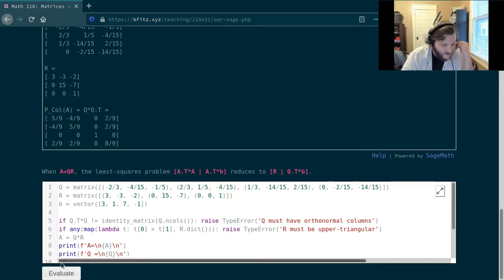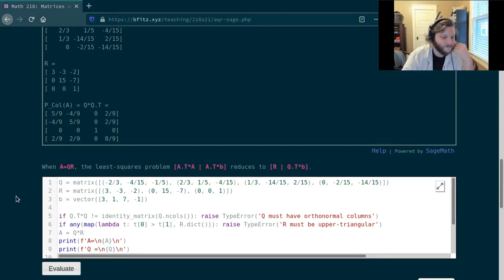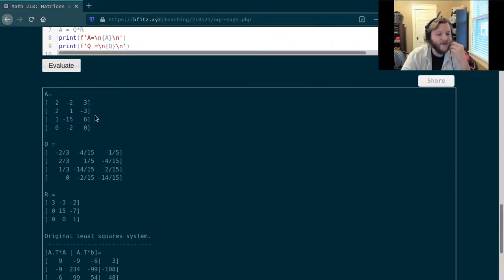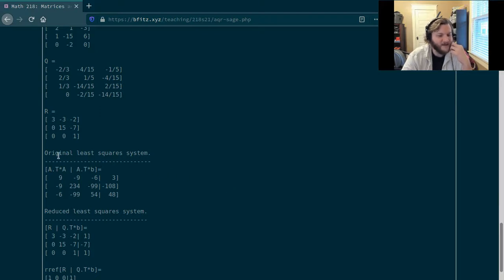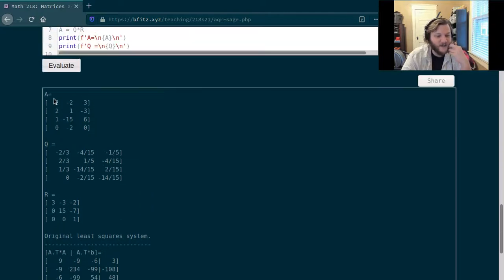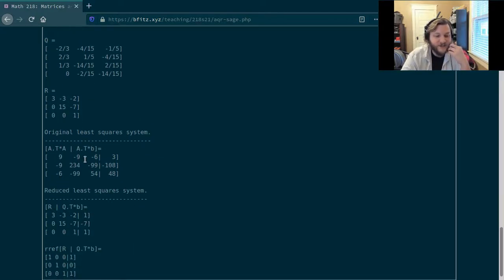Let's see what happens when we evaluate this code. Again, it will multiply Q times R together to give us the matrix A we're interested in. And it will also print out Q and R so we can verify that we input our data correctly. Then the first thing it will tell us is, here's the original least squares problem. Here our matrix is 4 by 3. So our original least squares problem has a coefficient matrix that's the Gramian of A, which is a 3 by 3 symmetric matrix, and then we're augmenting with A transpose times b here.